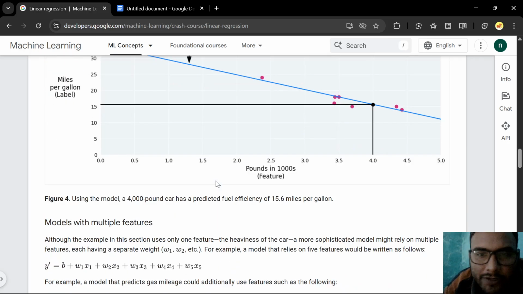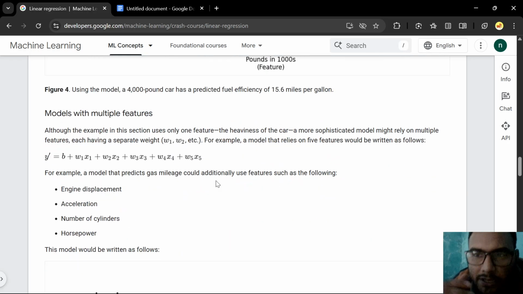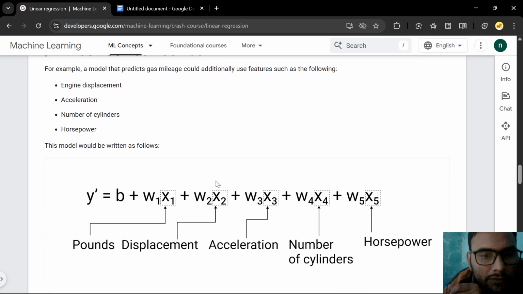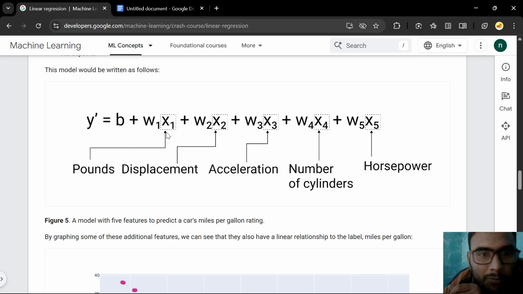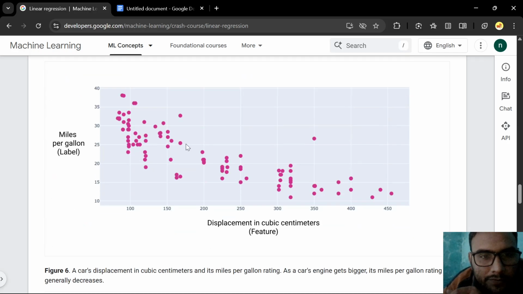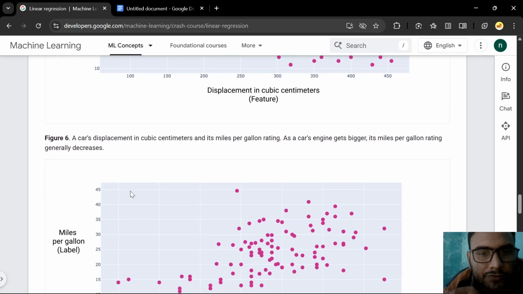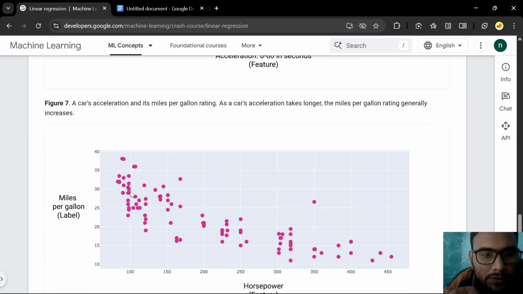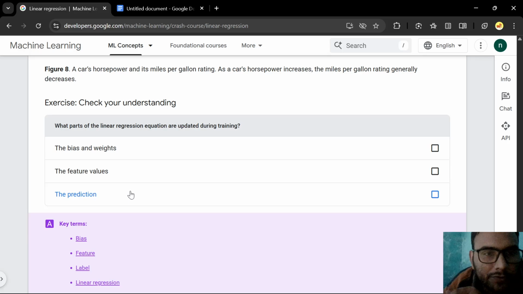You will see how it predicts. There are multiple methods like gradient descent, where it gradually descends to an optimal point where the prediction is closest to the correct result. So when we have multiple features, the equation now includes pounds and displacement. There are multiple features, and again this graph will look like this when we have multiple features.